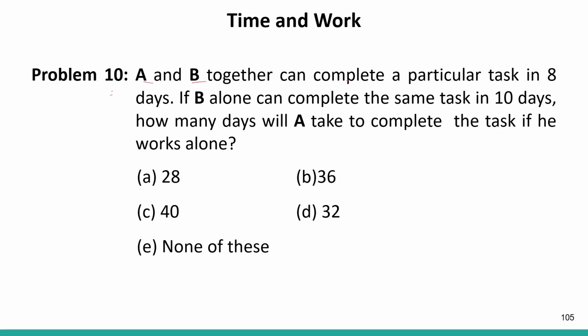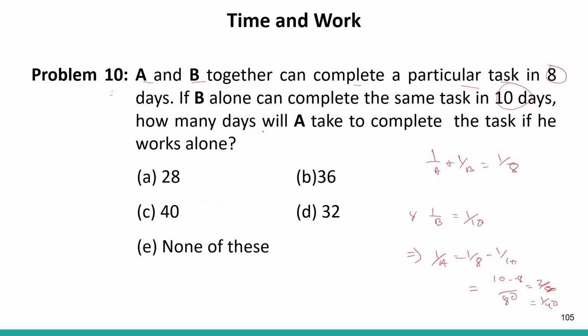So A and B together can complete a particular task in 8 days and B alone can complete the same task in 10 days. Okay. So 1 by A plus 1 by B is equal to 1 by 8 and 1 by B is equal to 1 by 10. So this implies that 1 by A is equal to 1 by 8 minus 1 by 10. So this will be equal to what? So over 80, 10 minus 8 is equal to 2 by 80 is equal to 1 by 40, right?